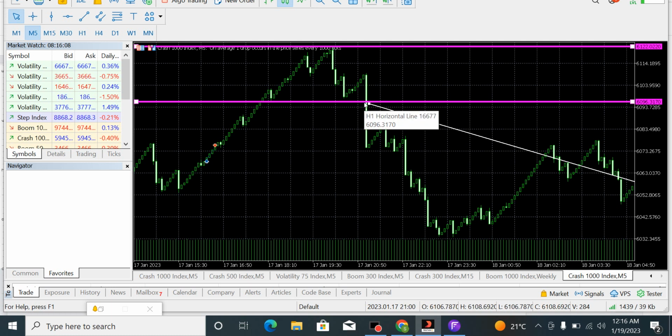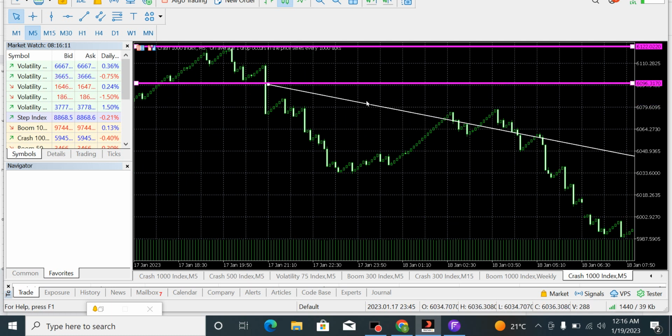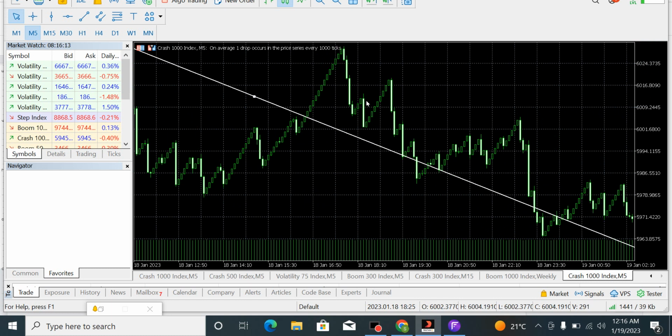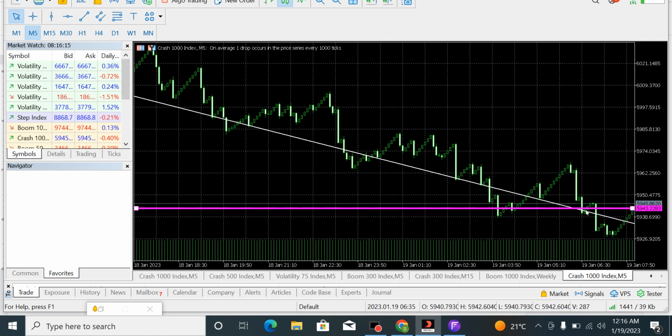Pick it up, guys. This should be your entry point, just the way you are seeing it right here. You can see it right from here. So this is going to be your entry point, and you can see it kept on crashing down and down and down. This will have given you a lot of profit right from here. And this is how beautiful this is.